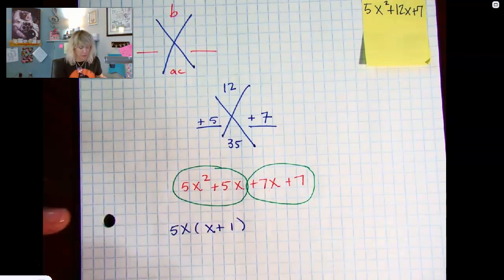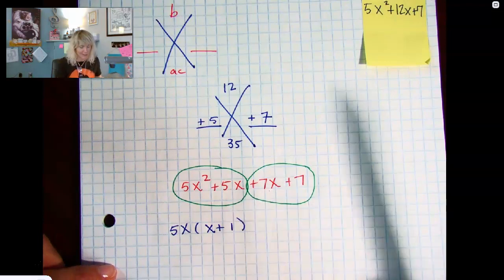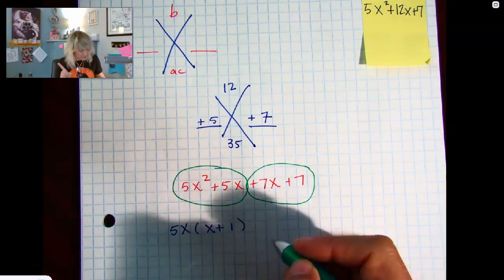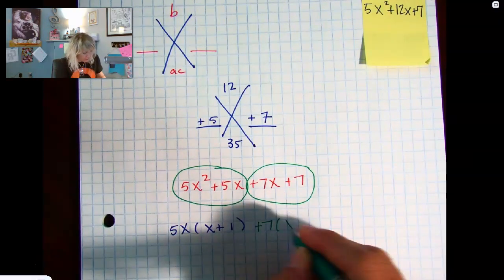Let's take a look at the second group. What's the GCF for this group right here? Just a 7. So it is a positive 7, so I'm going to write plus 7, and then that's going to leave just x plus 1.